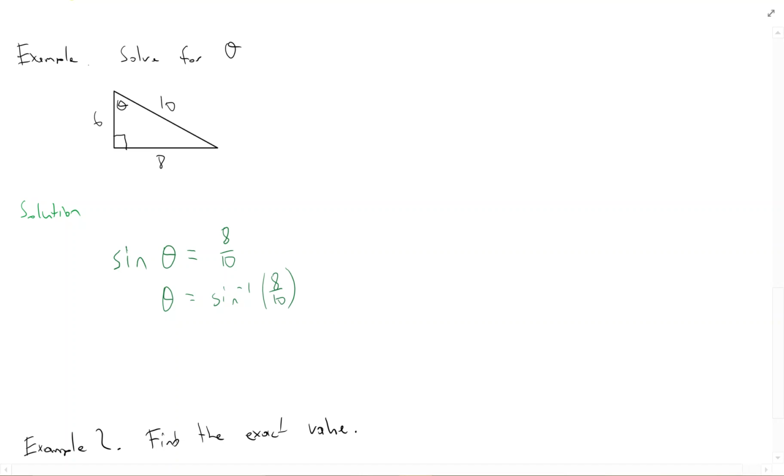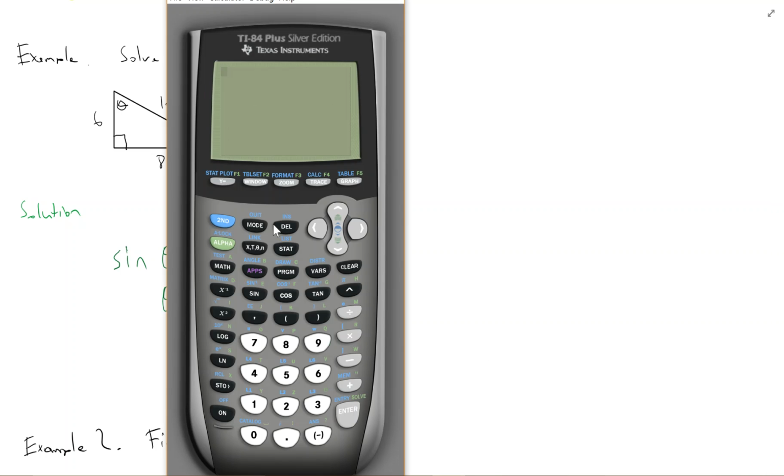So I try that on my calculator, let's do it in degrees. My calculator's in degrees. So I'm going to do inverse sine of 8 over 10. And this is not going to be a nice number. It's going to be kind of weird, but I'll just round to the nearest tenth, I'll say. So 53.1 degrees.